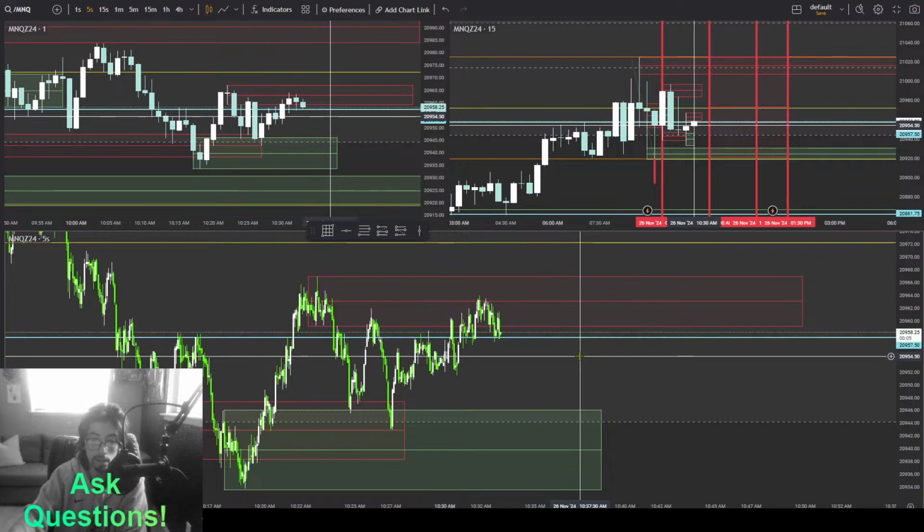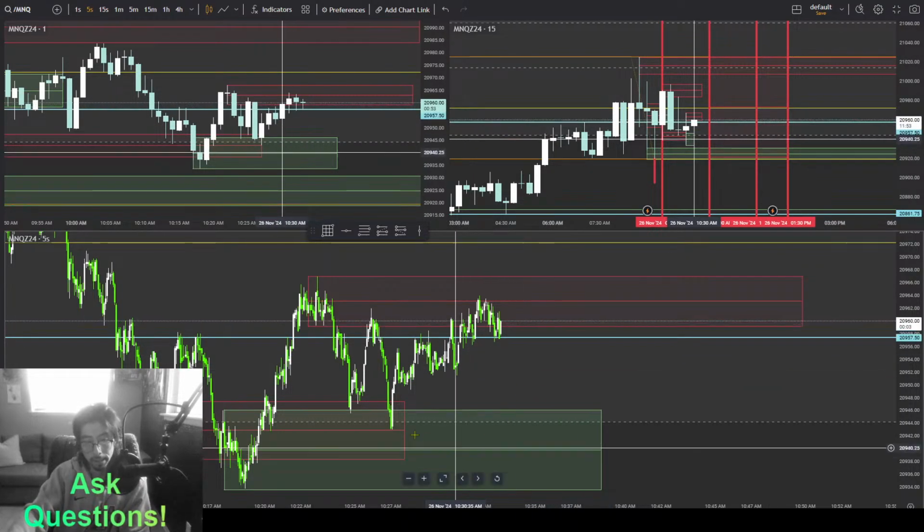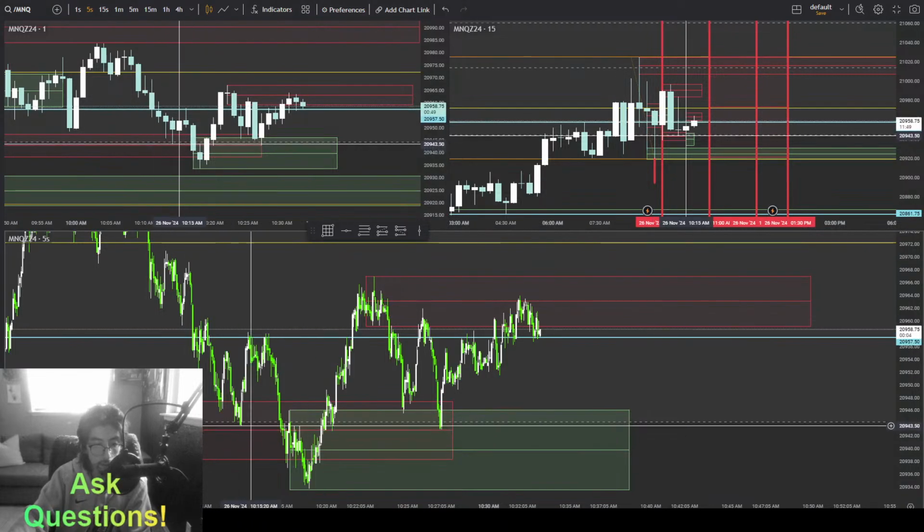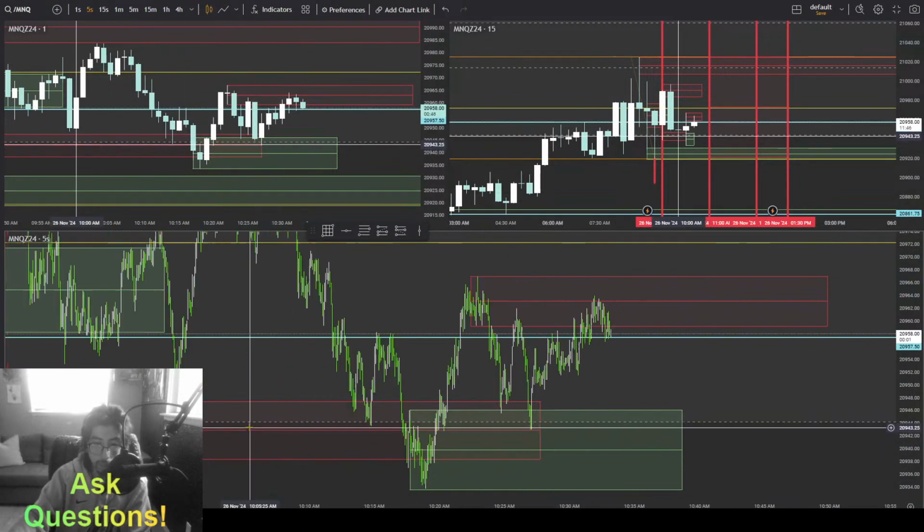Doing a whole lot of nothing. I was interested in this. I just took it off because I don't like how the zone's being very clearly respected.